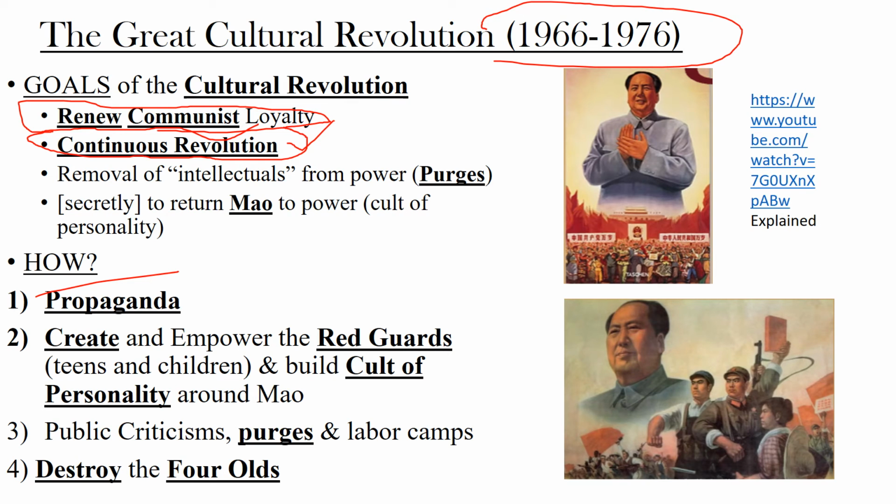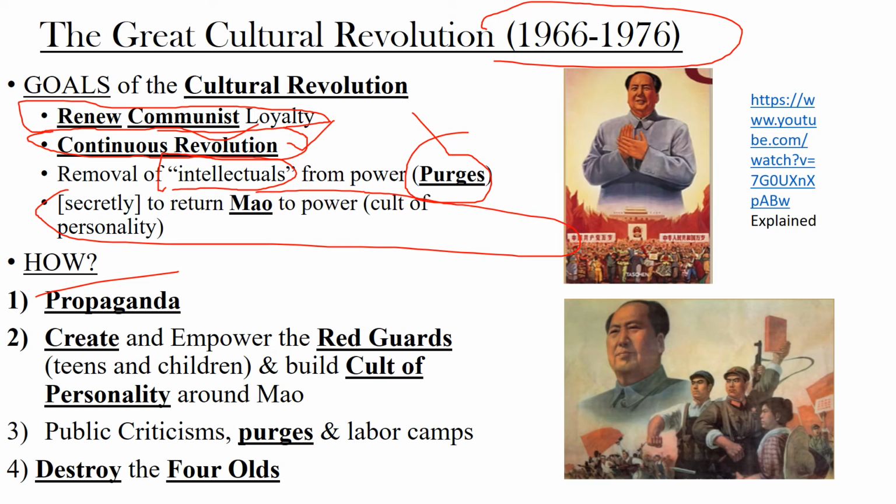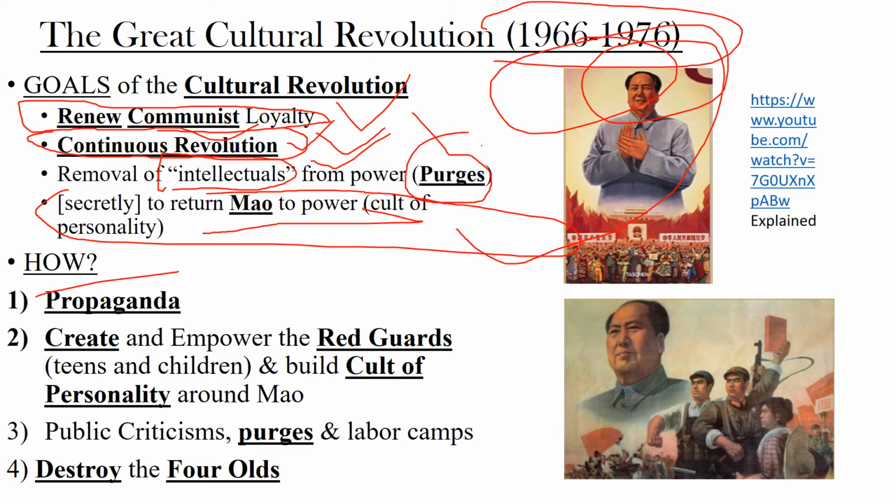And as part of that, he launches it because it's going to help him remove these intellectuals from power. So it's going to initiate a series of purges. Secretly, the main goal is to return Mao to power through a cult of personality. So again, these are the outside goals that he publicly announces. We must renew communist loyalty. We must have continuous revolution. And we must remove the intellectuals. Another name he gave for it was the capitalist roaders, the capitalist railroaders. People wanted to bring back capitalism. But secretly, this is really about bringing Mao back to power.